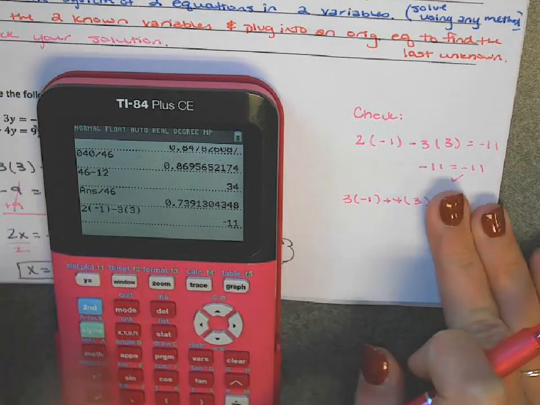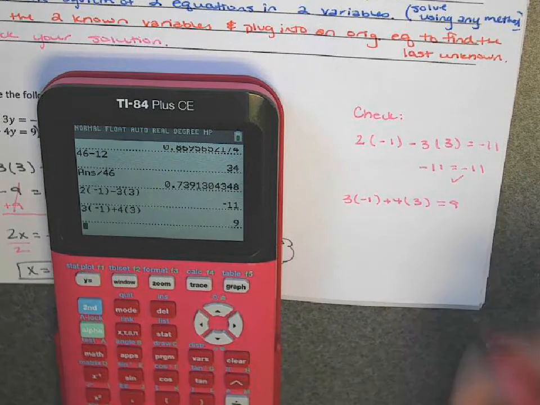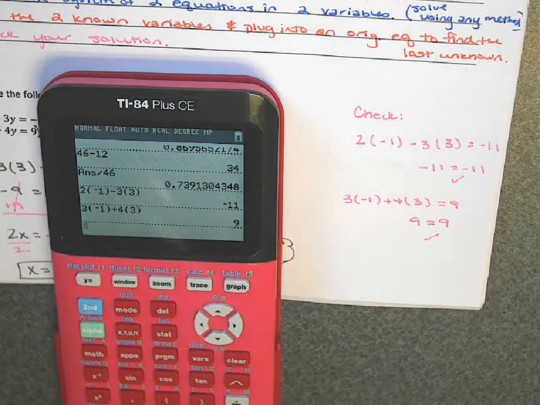Cover up the right, let's plug in the left. 3 times -1, plus 4 times 3, I should get 9, equals, that's 9. It works. It worked in both. So that solution, I've confirmed my answer, and it's the correct answer. So far, so good? Okay, that's review.